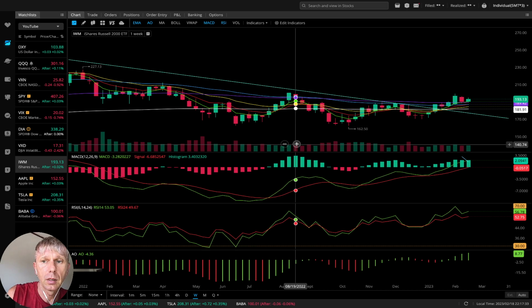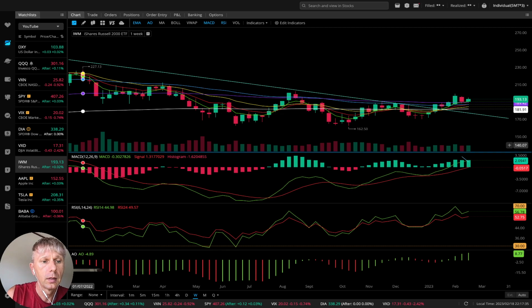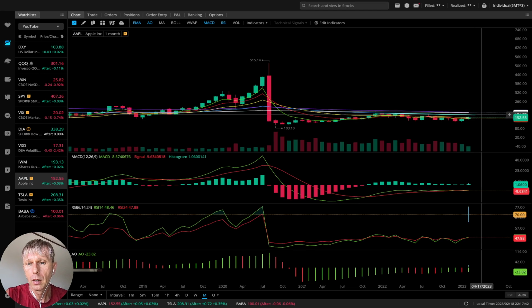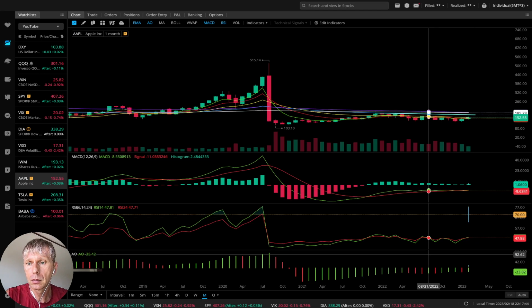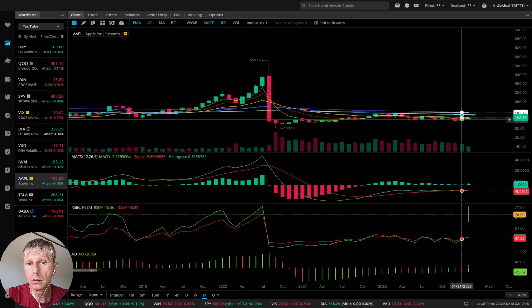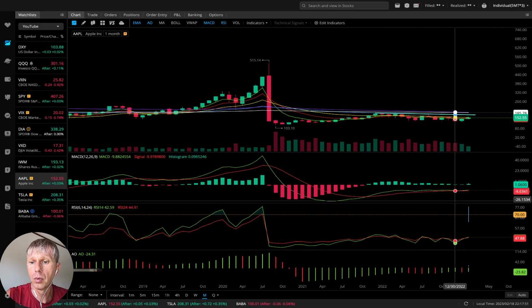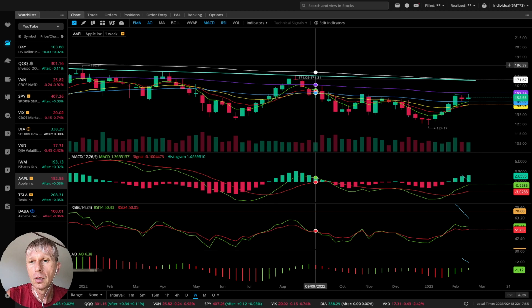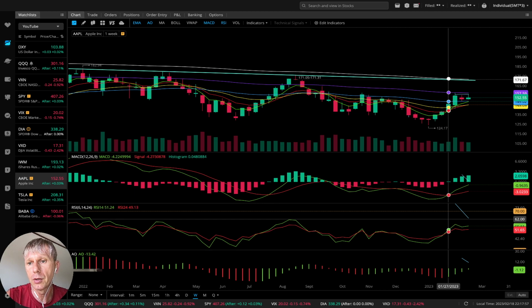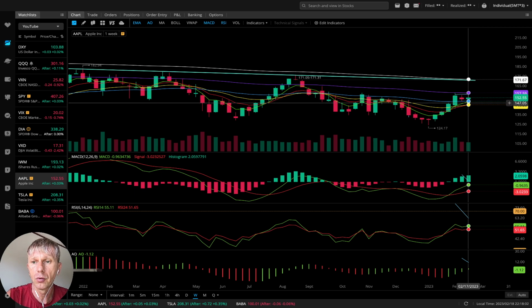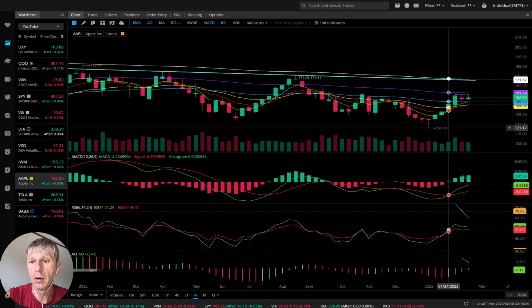Okay, let's move to Apple. Apple monthly, and because of that split, Apple monthly is bullish on all indicators. Let's move to weekly. Weekly, it's bullish on all indicators, right? MA5 did a bullish crossover, last bar above MA50, 10, 20, and 5.